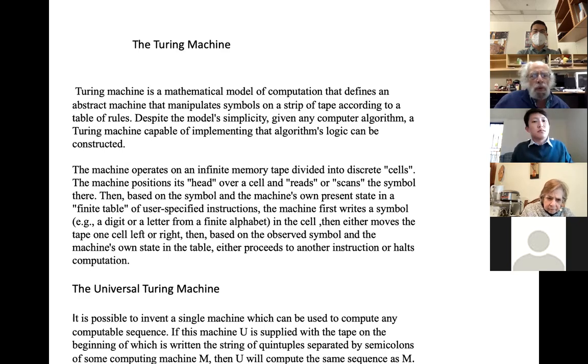The universal Turing machine. It is possible to invent a single machine which can be used to compute any computable sequence. If this machine, U, is supplied with the tape on the beginning of which is written a string of quintuplets, separated by semicolons, of some computing machine M, then U will compute the same sequence as M.